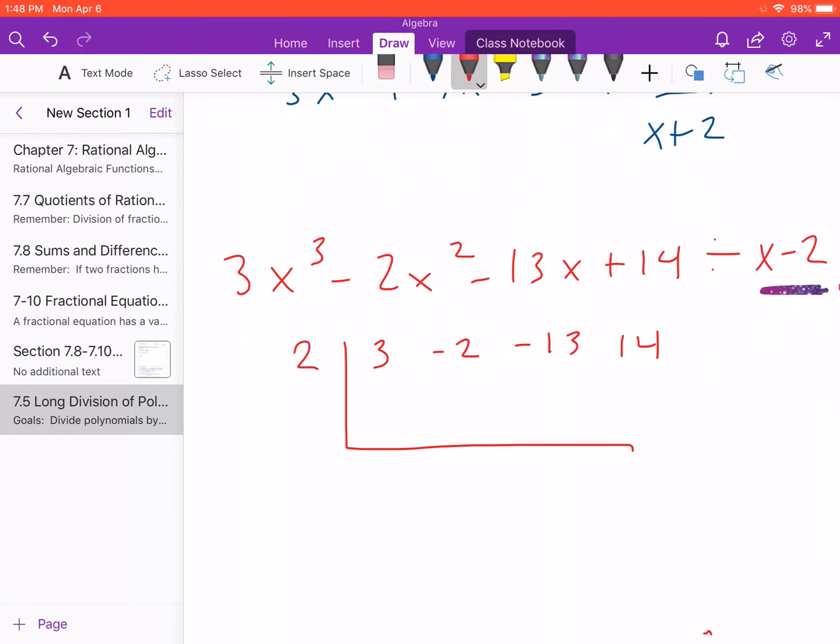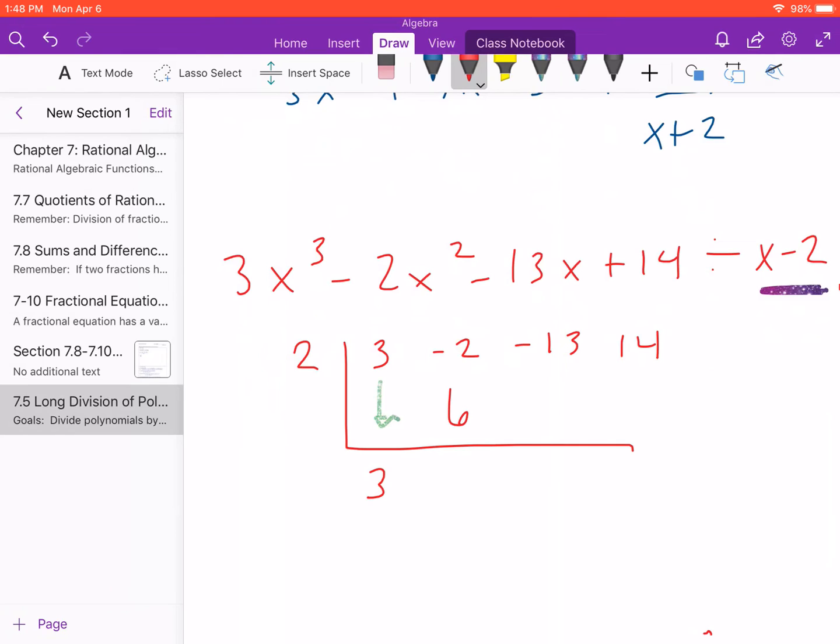Now here's the easy part. We're going to go ahead and take our 3 and just bring it down. So when we bring our 3 down, we have him here. So we're going to take 3 times this 2 and then place that value here, which is 6. We then are going to add down the columns.